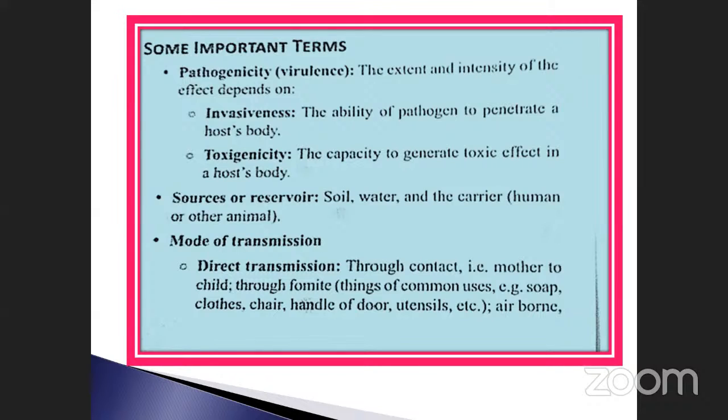When you are shaking hands with your friend, at that time the affected person transmits the microorganism from affected to healthy ones through contact, such as mother to child, or through fomites, things of common use, for example soap, clothes, handles of doors, utensils. Utensils are your plate, tumbler, like that, etc. Airborne is also one.